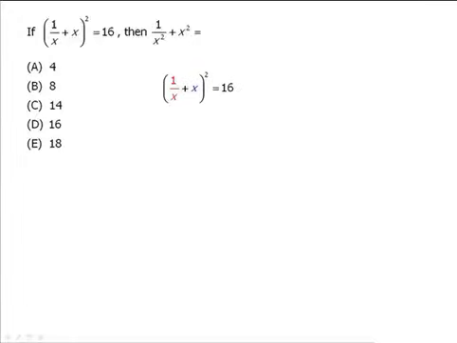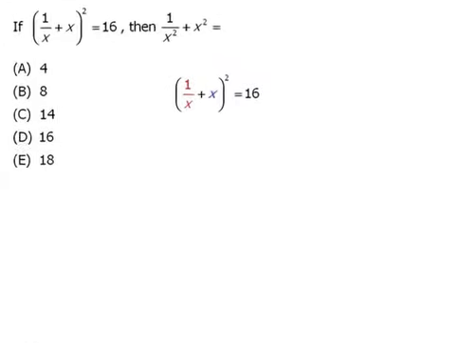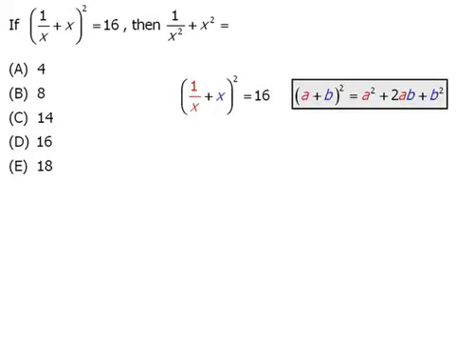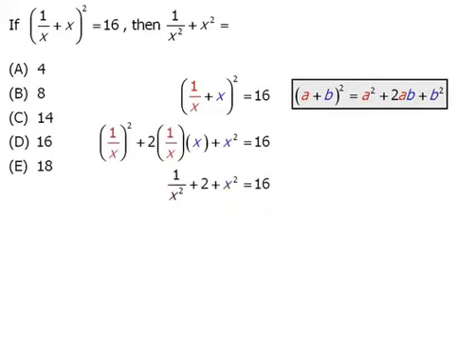Okay, let's begin by expanding the left-hand side of this equation. One way to do this is to apply the following formula. When we use this formula, we get the following. And now we can simplify the left-hand side.